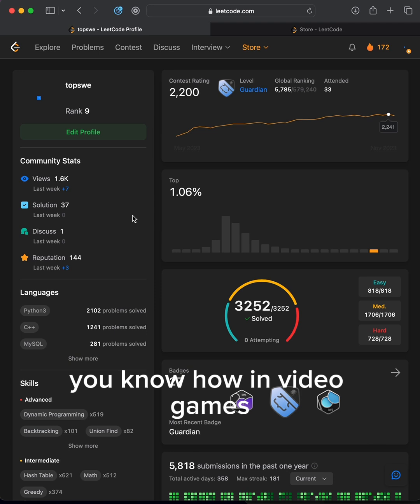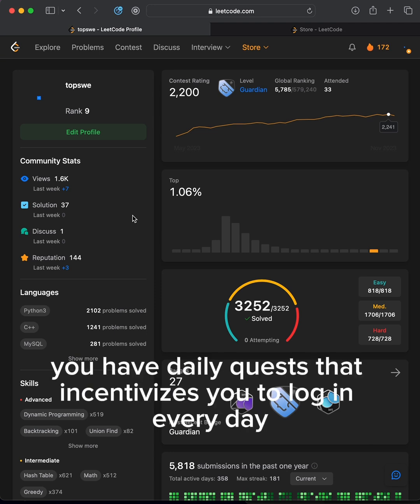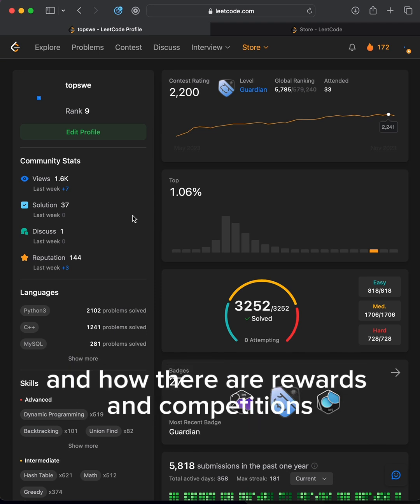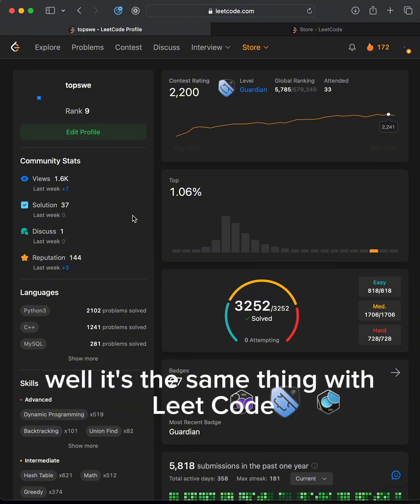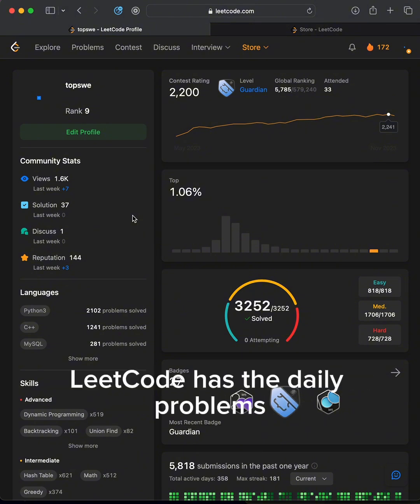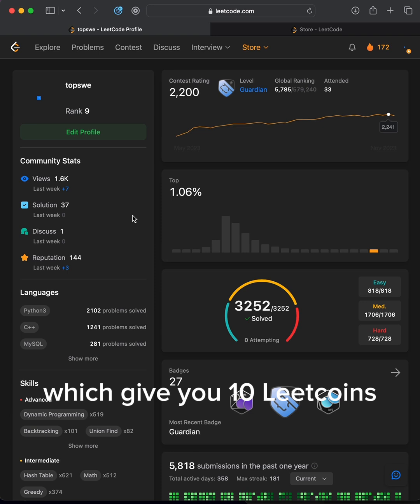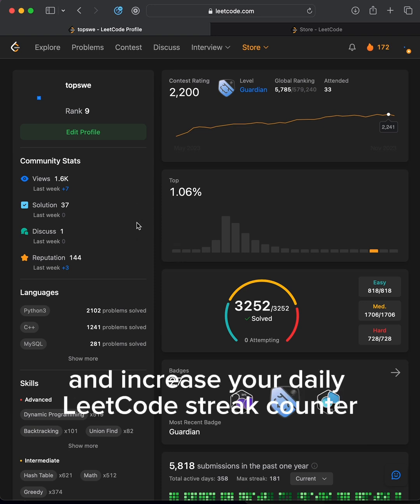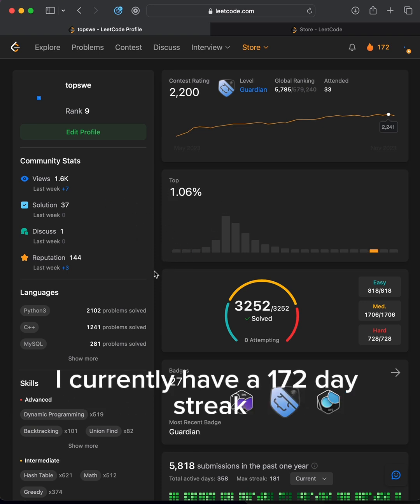You know how in video games you have daily quests that incentivize you to log in every day, and how there are rewards and competitions? Well, it's the same thing with LeetCode. LeetCode has the daily problems, which give you 10 LeetCoins and increase your daily LeetCode streak counter. I currently have a 172-day streak.